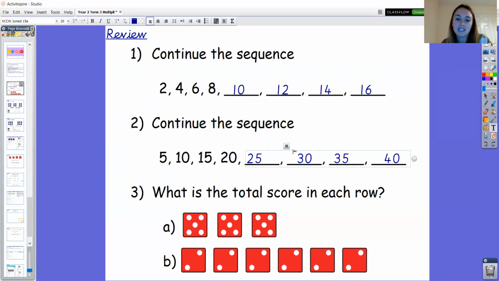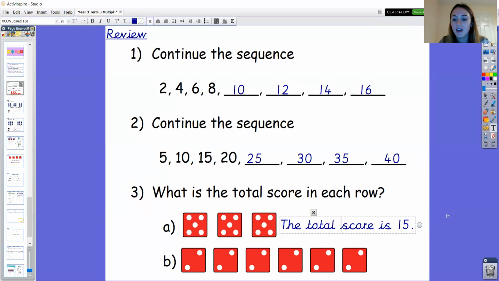Okay, moving on to number 3. It says, what is the total score in each row? So let's have a look at row A. I see that there are 3 dices, so there's 3 equal groups. And what is the amount inside each group? So how many dots are there on each dice? Well done. Should we try and say it in a sentence? There are 5 dots on each dice. Brilliant. Okay, so that means we need to count in our multiples of 5 again to find the whole amount. So are you ready to count with me? 5, 10, 15. Brilliant. So the total score is 15.